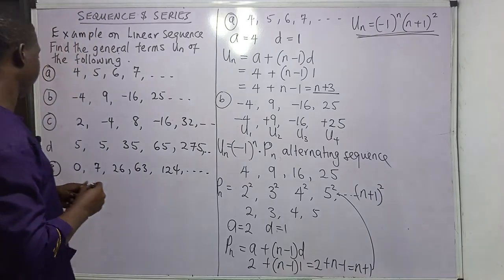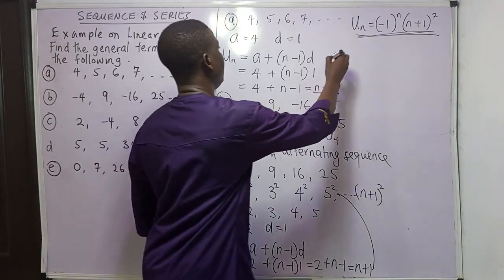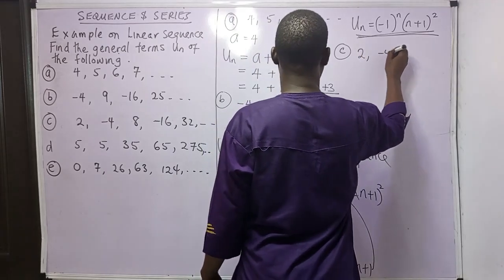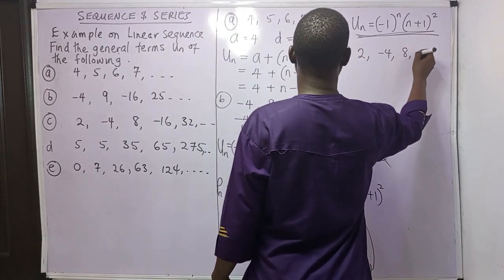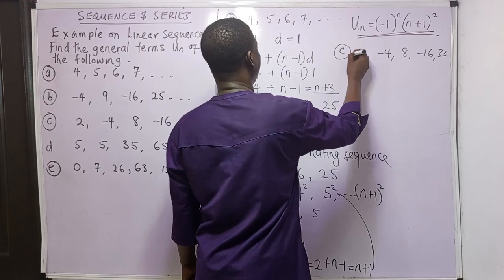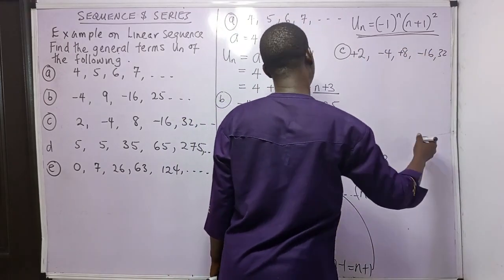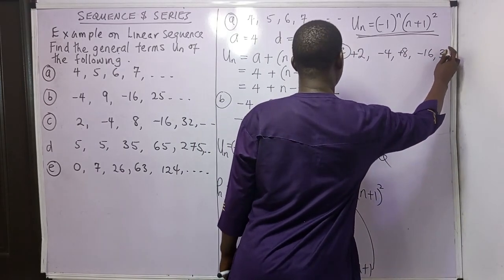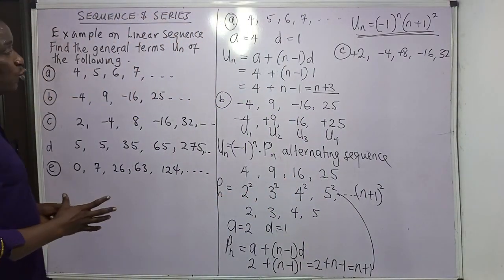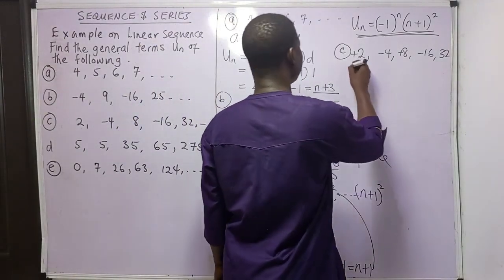We go to number 3, or number C. C is also an alternative series, but this time around it is 2 minus 4, 8 minus 16, then 32 and all that. So you started with plus, minus, and so forth and so on. Now what we want to do is to find the sequence. If you check very well, we can write this as what?